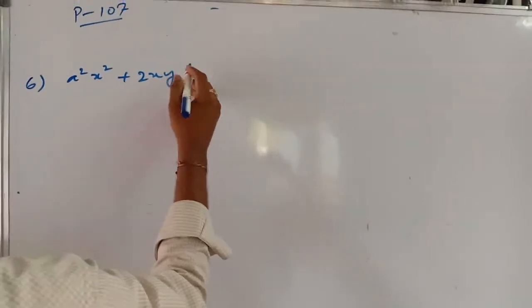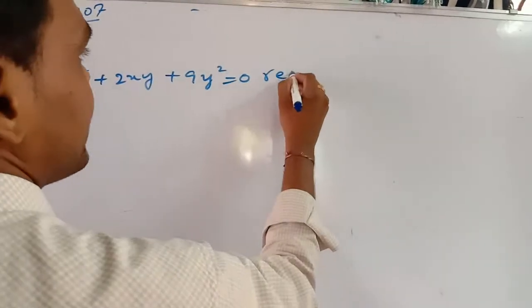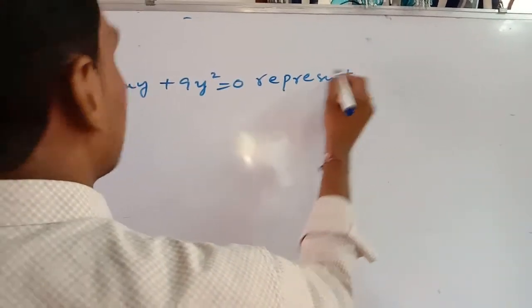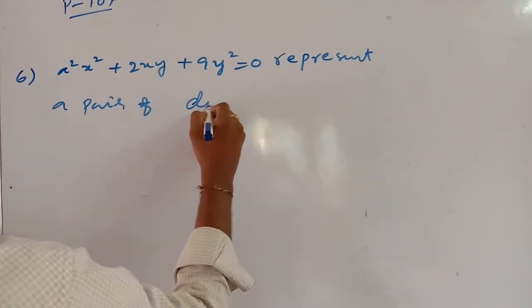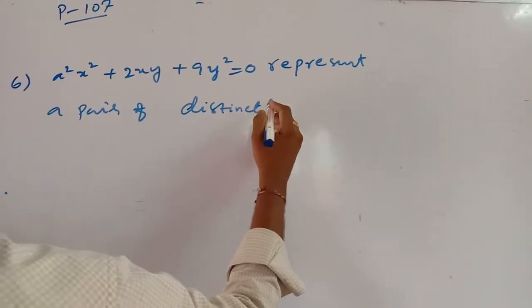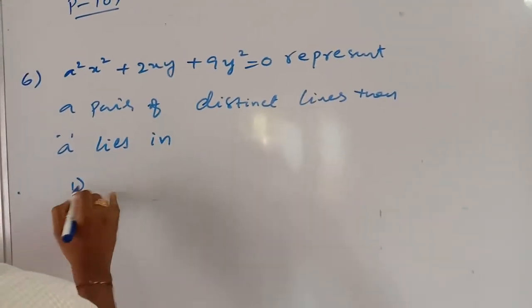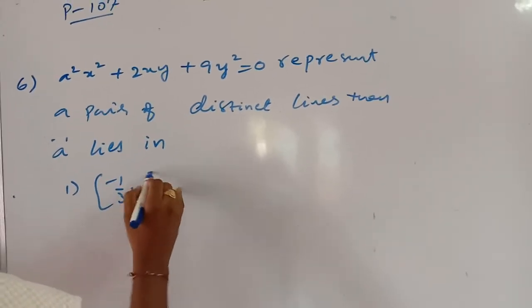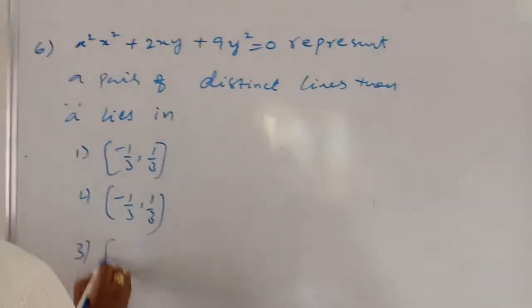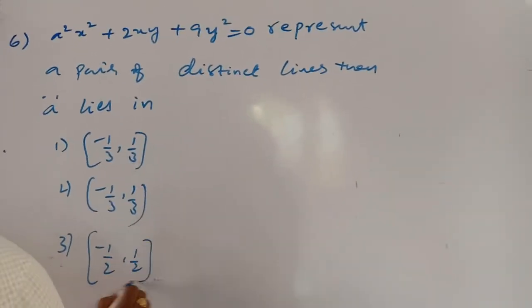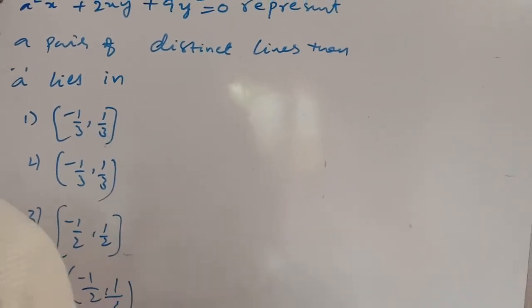Two xy plus 9y square is equal to 0 represents a pair of distinct lines. Then a lies in: first one, the open interval minus 1 by 3 comma 1 by 3; second one is minus 1 by 2, 1 by 3; third one is minus 1 by 2 comma 1 by 2; and fourth one is minus 1 by 2 comma 1 by 2.